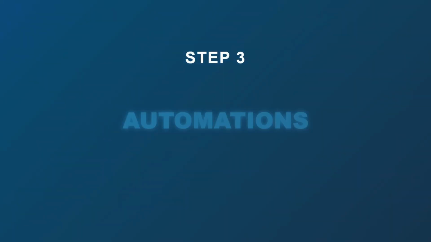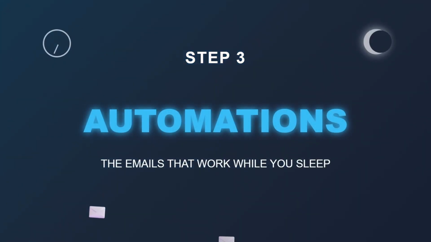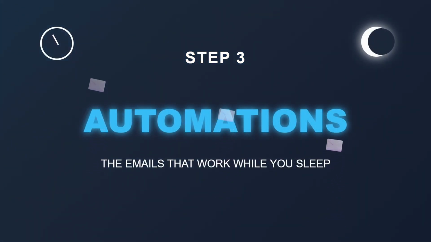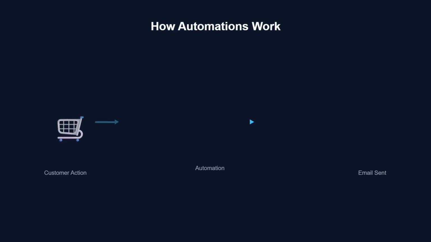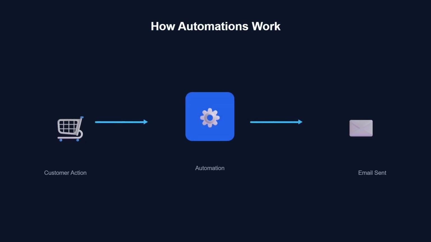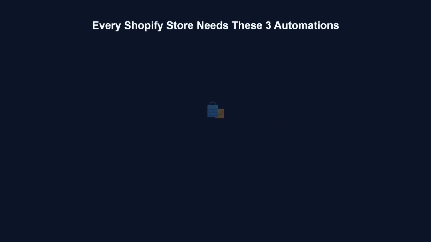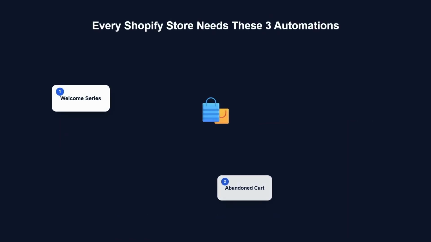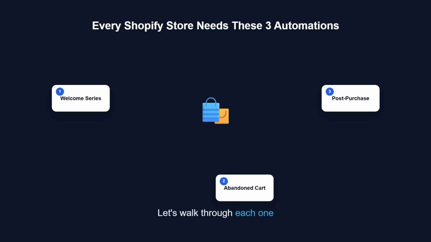Step 3. Automations. This is the most important part of the entire video. Automations are emails that trigger automatically based on your customer behavior. Once you set these up, they run forever without you touching them. There are 3 automations every Shopify store must have. Let me walk you through each one.